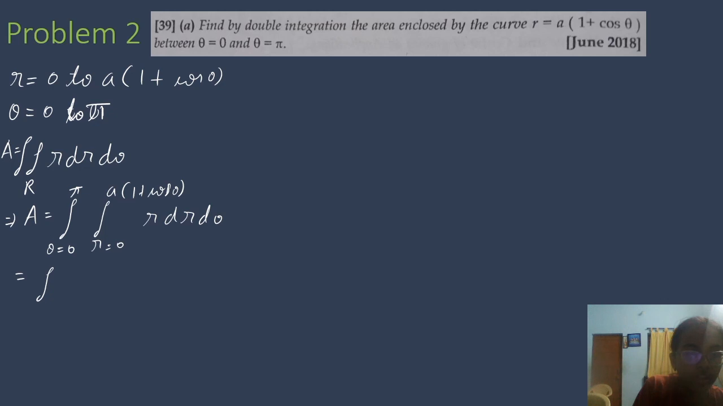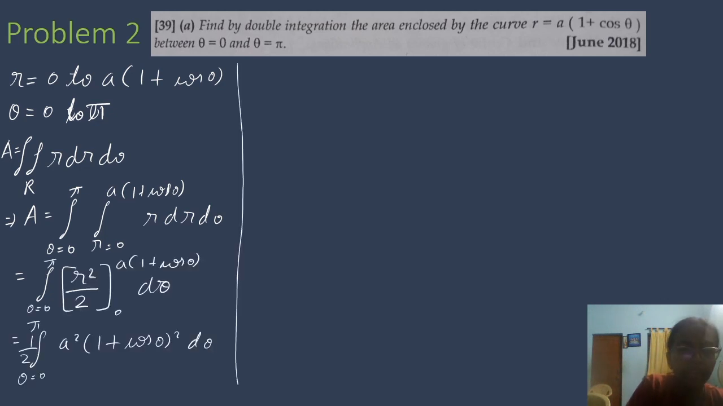By integrating, we shall get the following result. Now we know that 1 plus cos theta is equal to 2 cos square theta by 2.